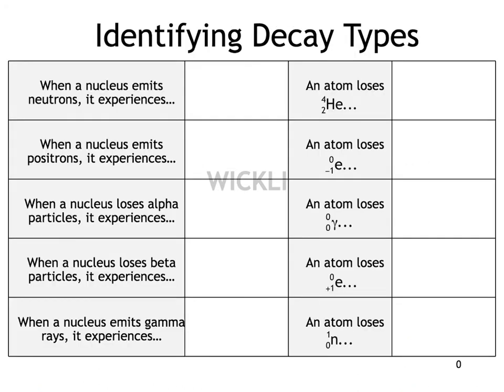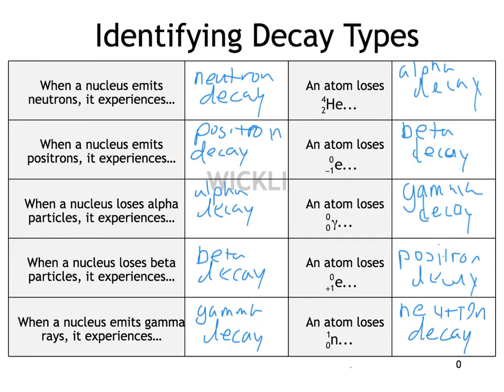So when you identify decay types, I think you'll find that it's really, really easy if you're thinking logically. So for instance, when a nucleus emits neutrons, it experiences neutron decay. When an atom loses this particular particle, we would call that alpha decay. I'm going to fill in the answers here. You should pause the video and just make sure that you have an answer for each one of these. They don't have to be in a table. You could just make a list. So here are my answers, and hopefully they all make a great deal of sense to you. Let me know if you have a question in class tomorrow.